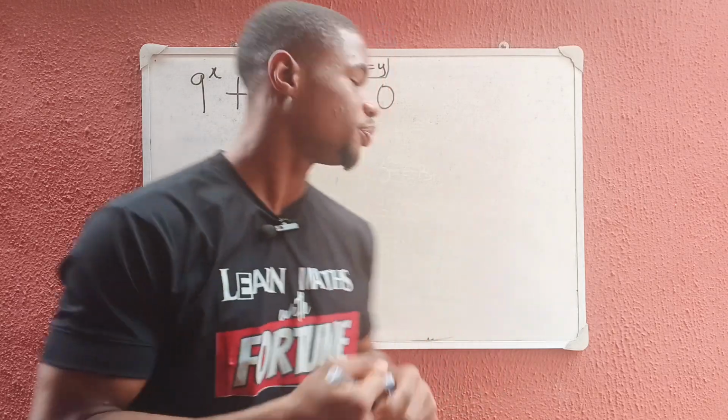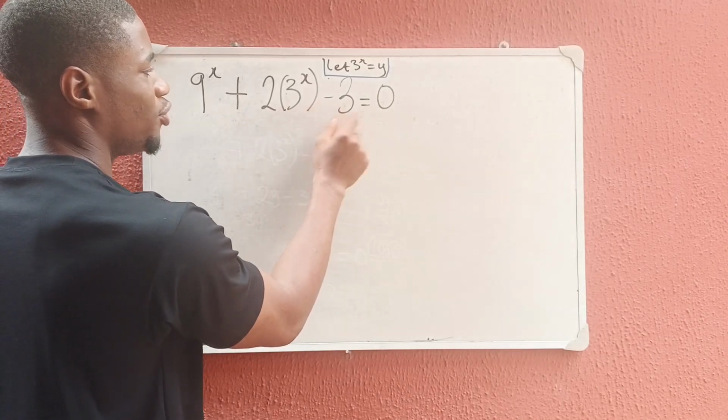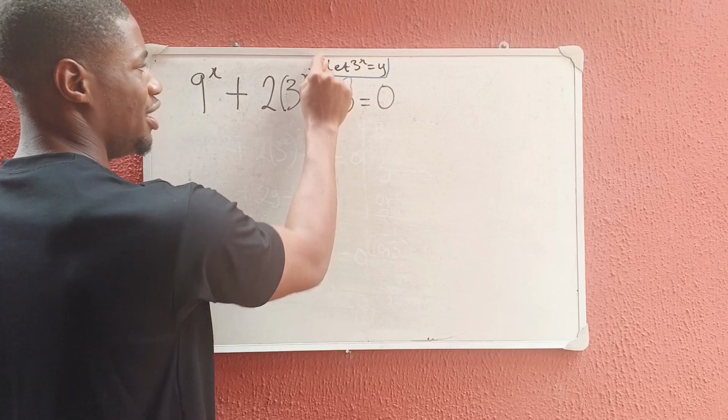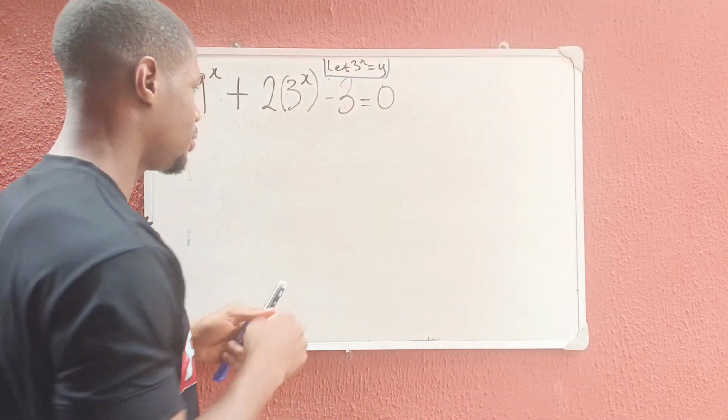Let's see how we do this question. Now, we have 9 raised to the power x plus 2 into 3 raised to the power x minus 3 is equal to 0. First thing to do in this question is, let me assume, as I've written here, that 3 raised to the power x is equal to y. You'll see where I'm going with this in a second.